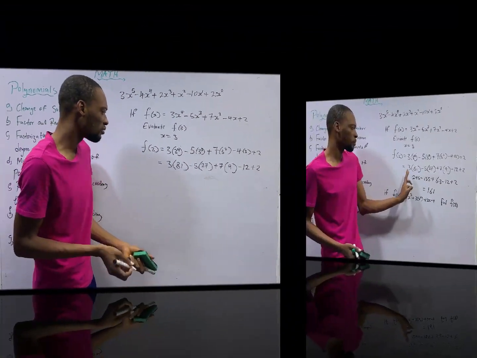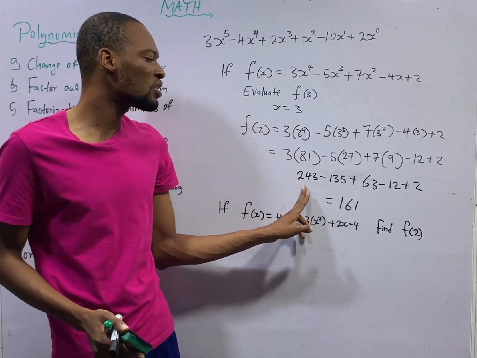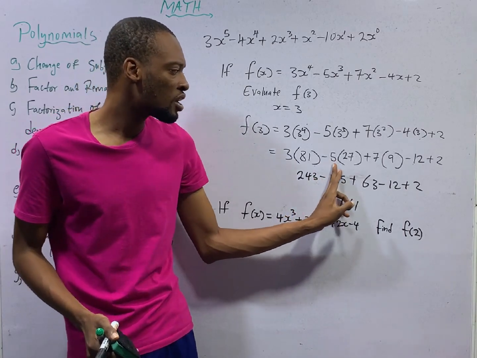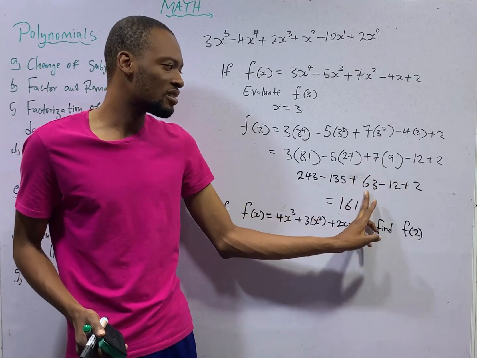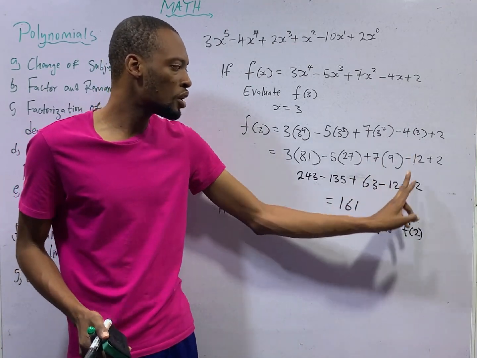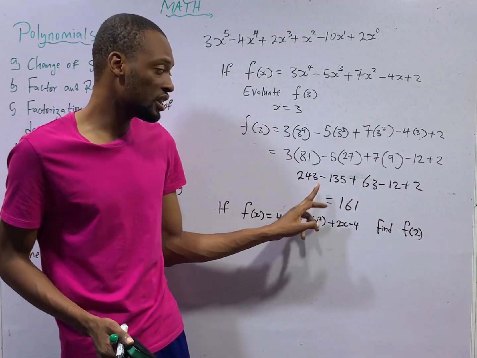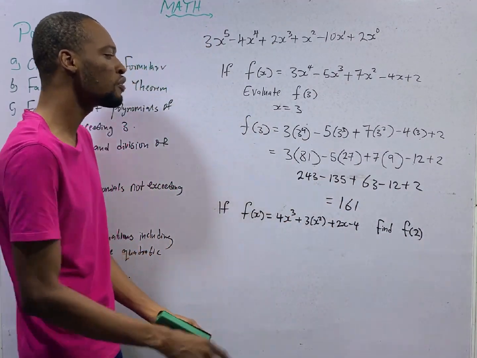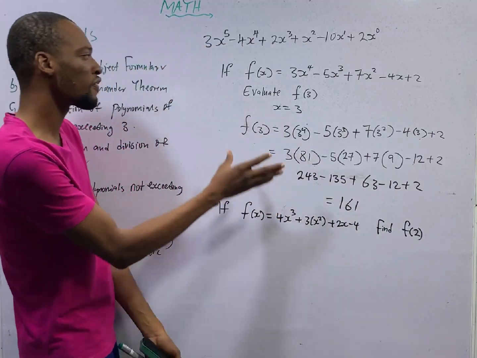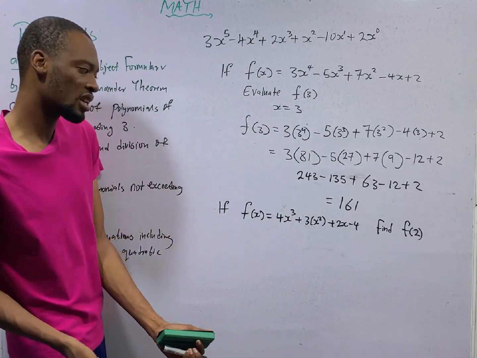3 times 81 is 243, minus 5 times 7 is 135, 7 times 9 is 63, minus 12 plus 2. 243 minus 135 plus 63 minus 12 plus 2 will give you 161. So the function of 3 is 161.